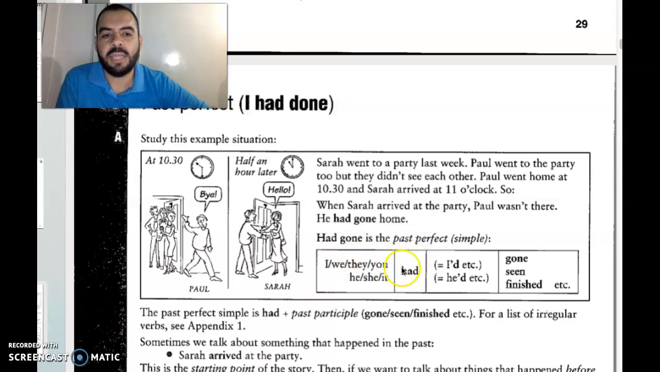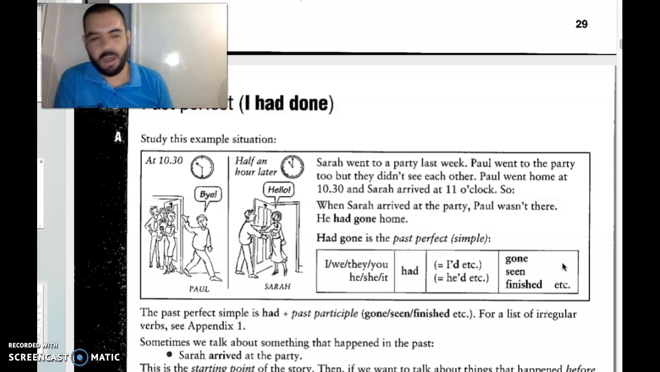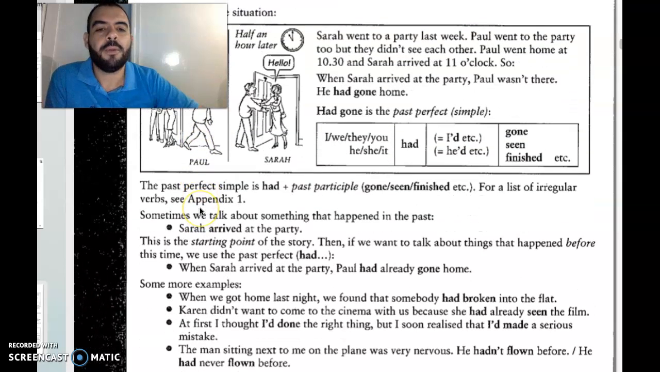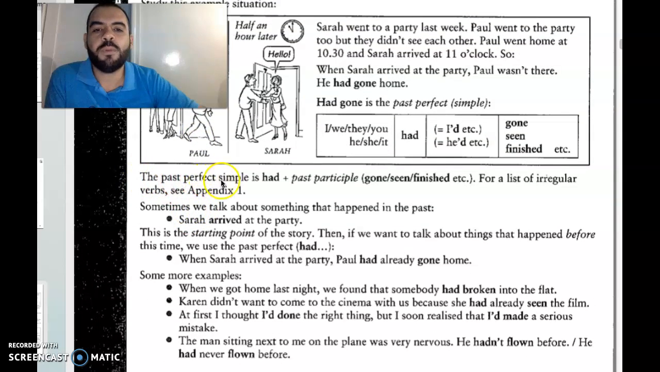We use all the subjects, the auxiliary had, or we can do a contraction here: I'd gone, he'd seen, and finish with the past participle. Okay, so you know what this is. You know what we're talking about with the past participle. Sorry. So I'm going to read some extra information. It says the past perfect simple is had plus participle: gone, finished, a lot of verbs. And remember that there are regular and irregular verbs. So you are now able to recognize which ones they are, okay?